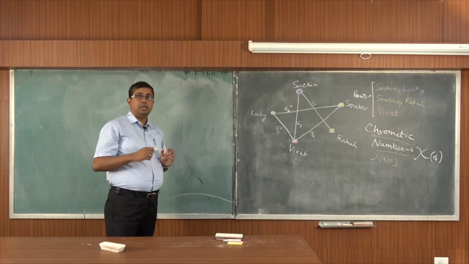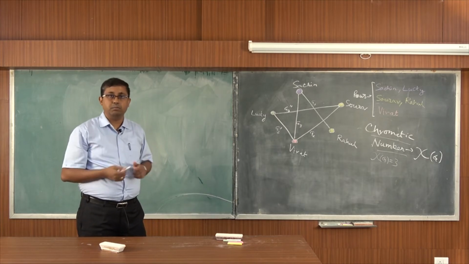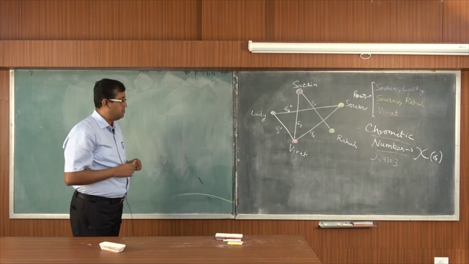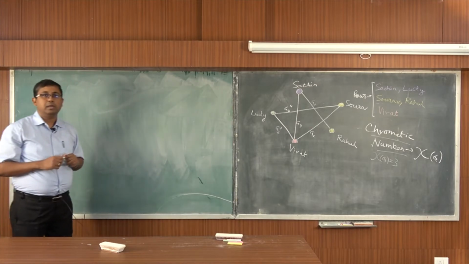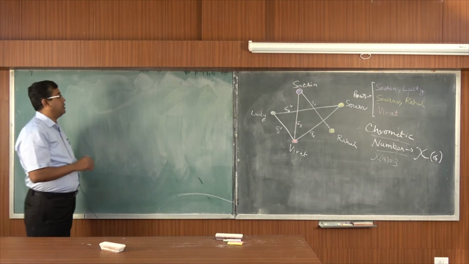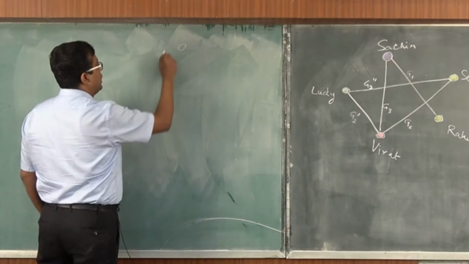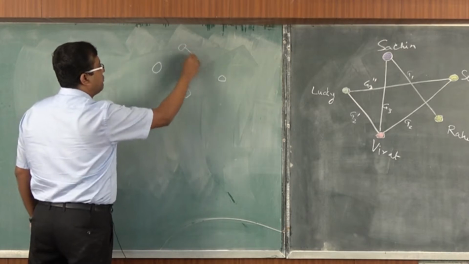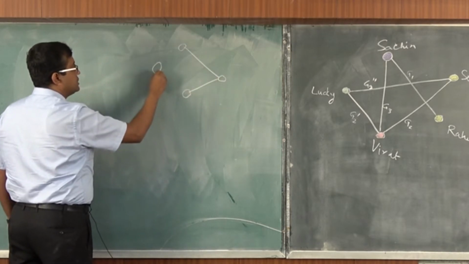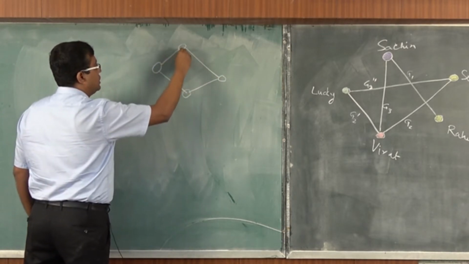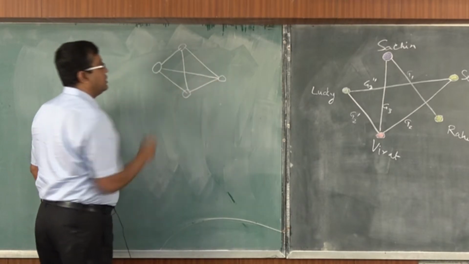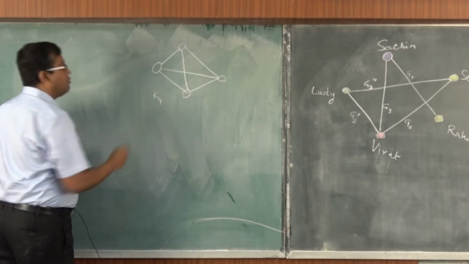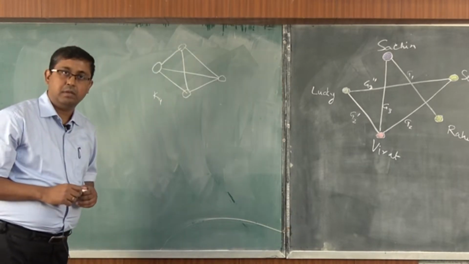Now we will start with the different theorems related to the chromatic number. The first theorem is related to complete graphs. As we all know, a complete graph is such a graph which has all the vertices adjacent. So this is a complete graph. This is a K4 we call it, which is a 4 vertex complete graph.